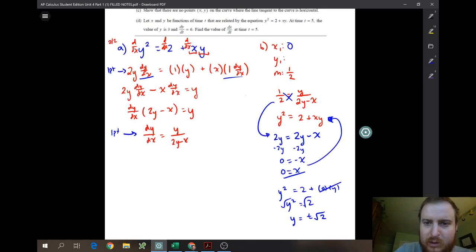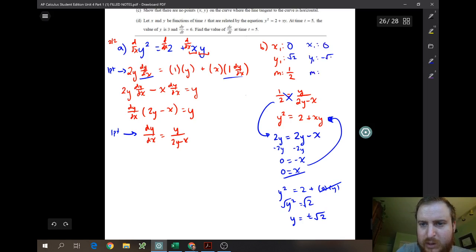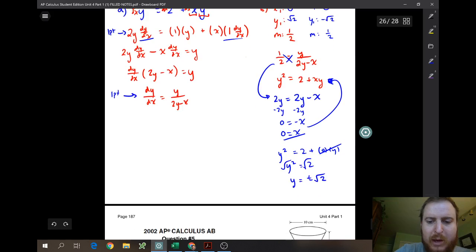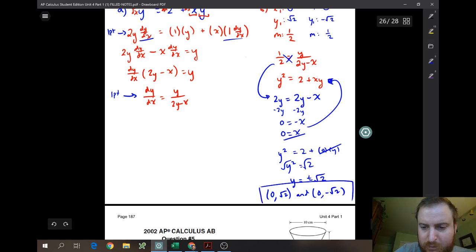So we could have x1 as 0 and y1 as square root of 2, and then we could have a second x1, y1, and m with 0, negative square root of 2, and 1/2. Now let's reread what they actually wanted us to box. Find all the points x, comma, y. So the points would be 0, comma, square root of 2, and 0, comma, negative square root of 2. Those would be our 2 points.